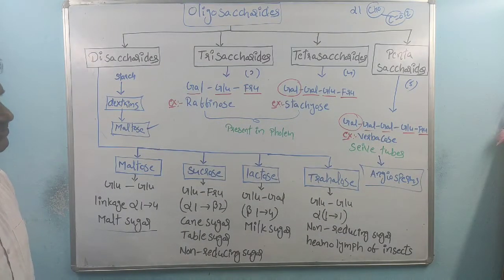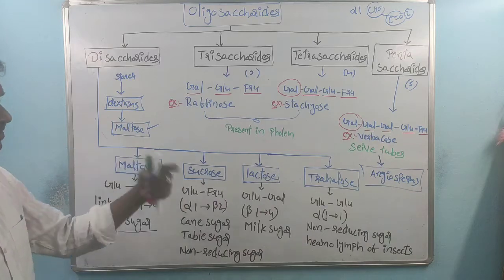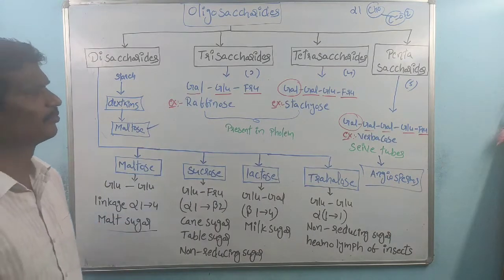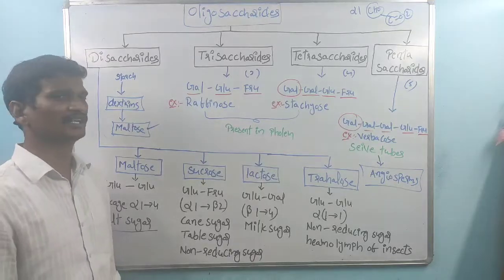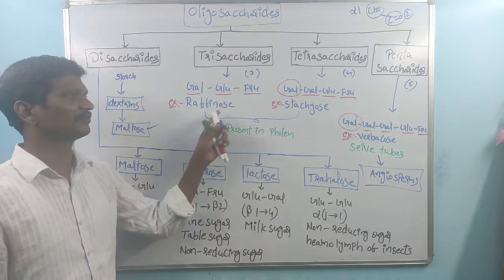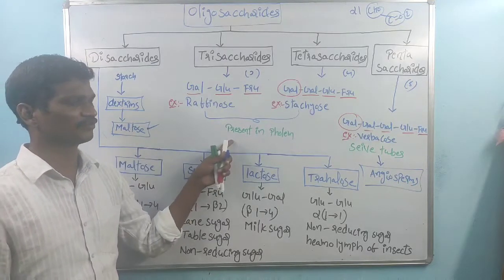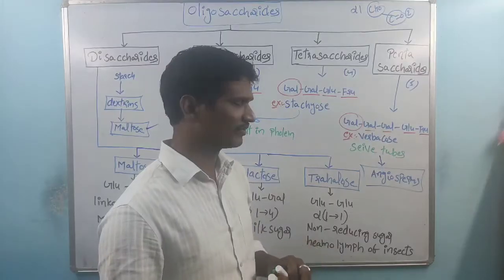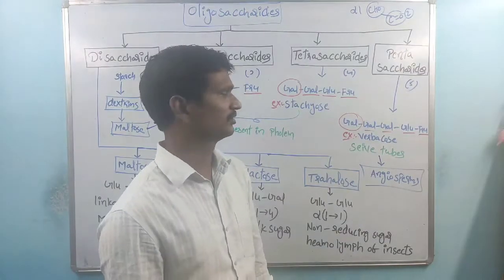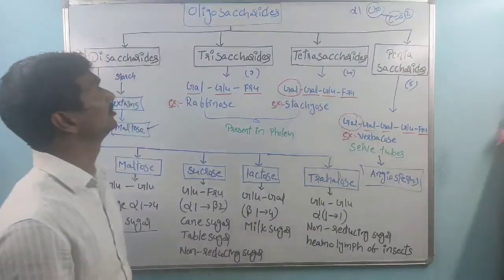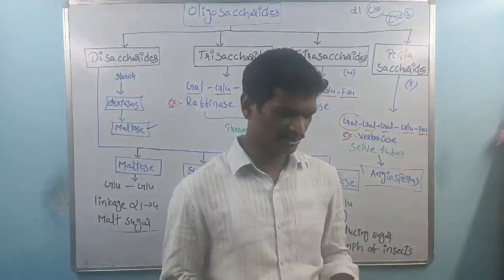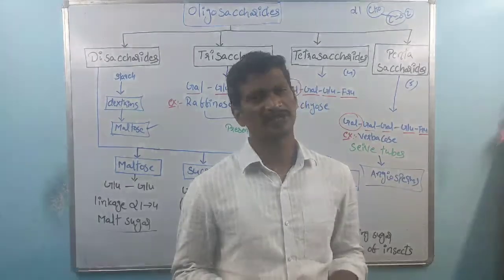We have to remember the sequences of these tri, tetra and pentasaccharides, and names also very important. The examples are also given in the examination. So here the raffinose, stachyose, which are present in the phloem. Verbascose is different and this is advanced. That's the reason why this one is present in the higher plants. Okay, that is about the oligosaccharides. In the next class we will discuss the heteropolysaccharides.